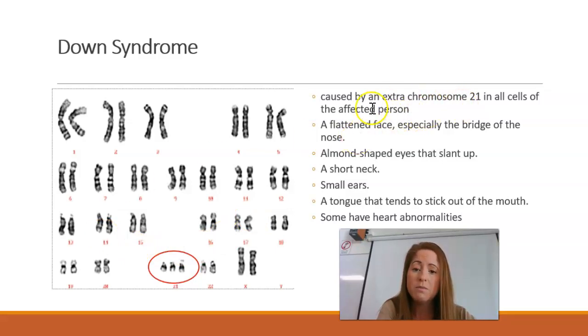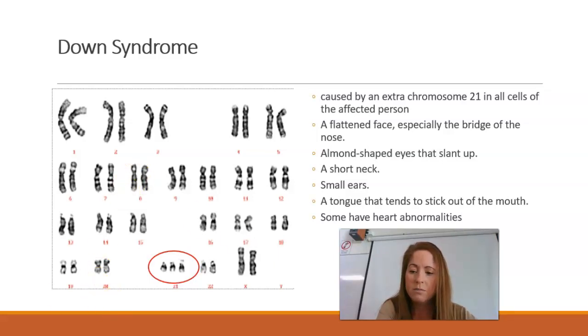And typically people with Down syndrome have a lot of the same characteristics and have some commonalities among them. So they have almond-shaped eyes, they have flattened faces, short necks, small ears. Usually their tongue sticks out a bit. And occasionally they'll have some other health issues involving their heart. But not all of them do, so that kind of varies from person to person.